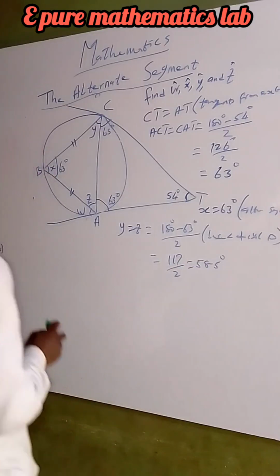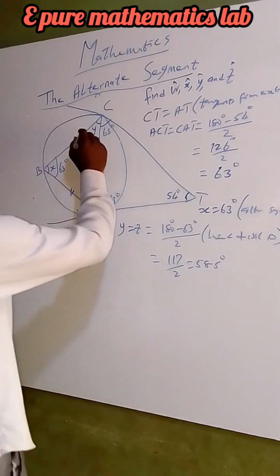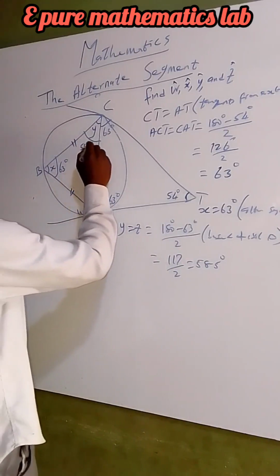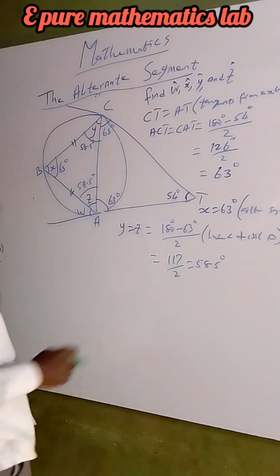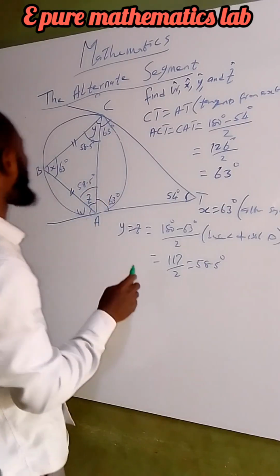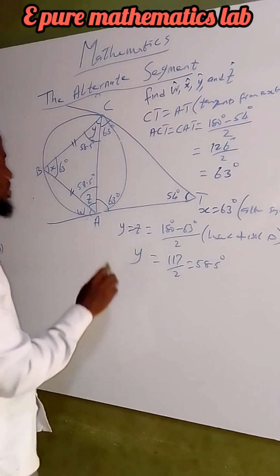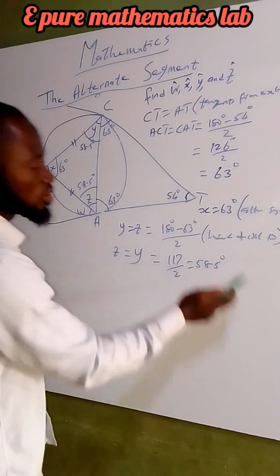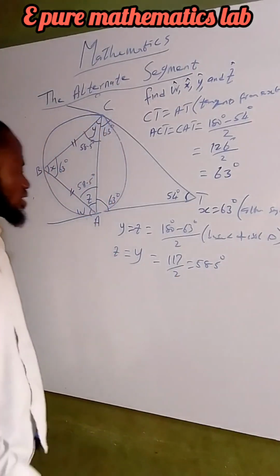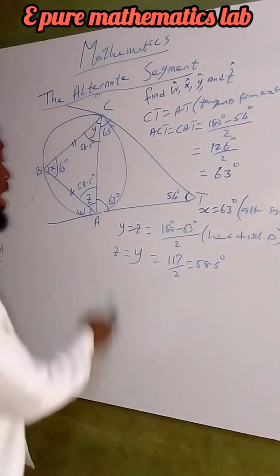58.5 degrees. Meaning that this angle is 58.5 and this angle is 58.5 degrees. Now we've determined the value of y. So our y is also equal to our z, which is equal to 58.5 degrees. Now I'm going to determine w, I can determine w like that.